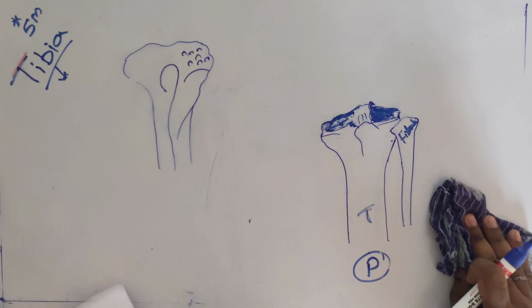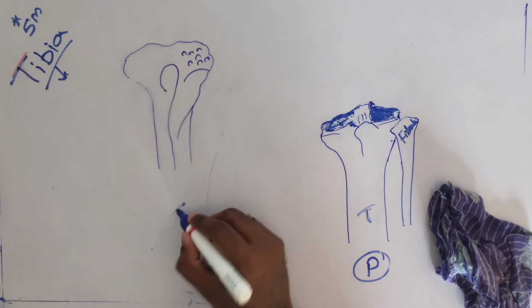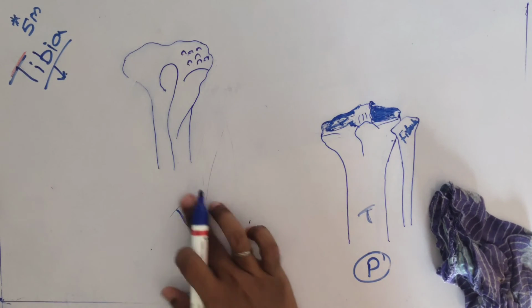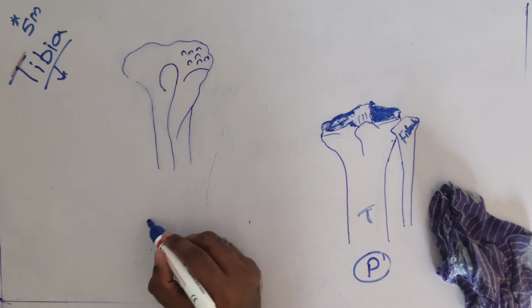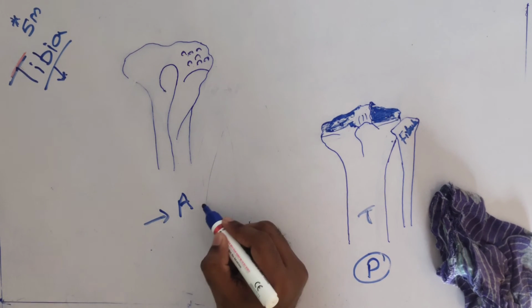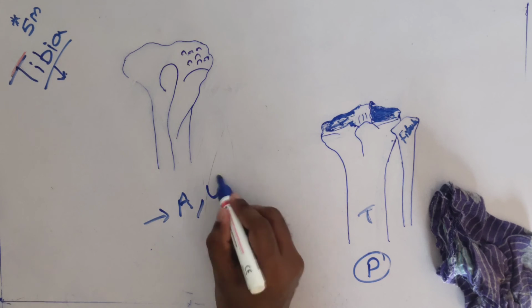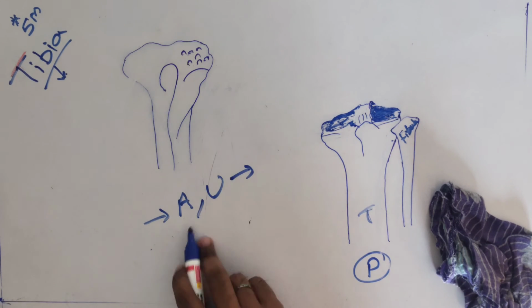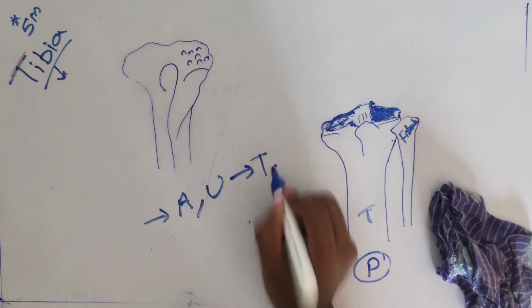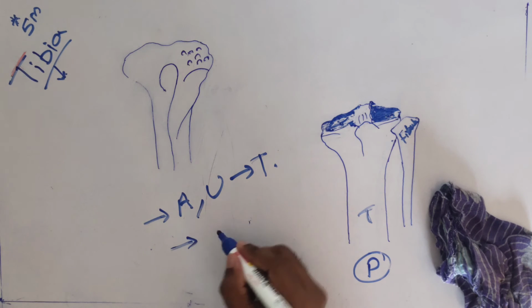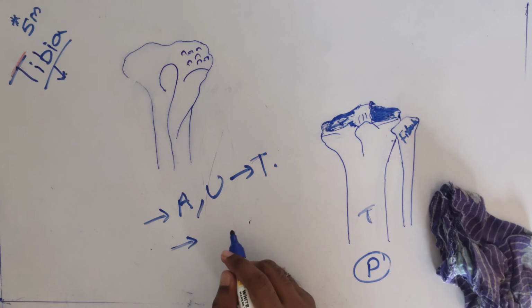Next, coming to the tuberosity. This is the tuberosity, located at the anterior aspect as well as the upper end of the tibia, the anterior and upper part of the tibia. Next, it forms the anterior limits of the intercondylar area.